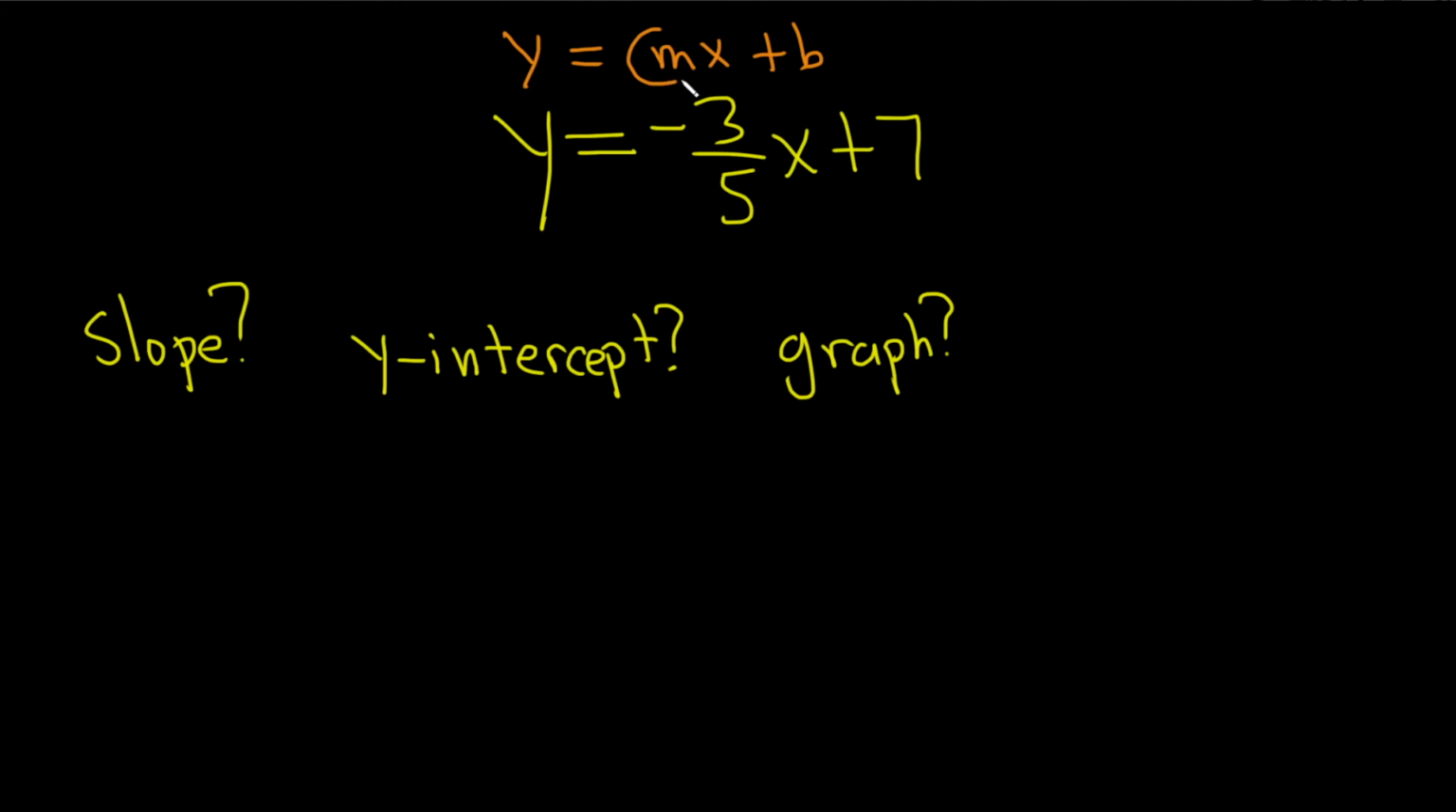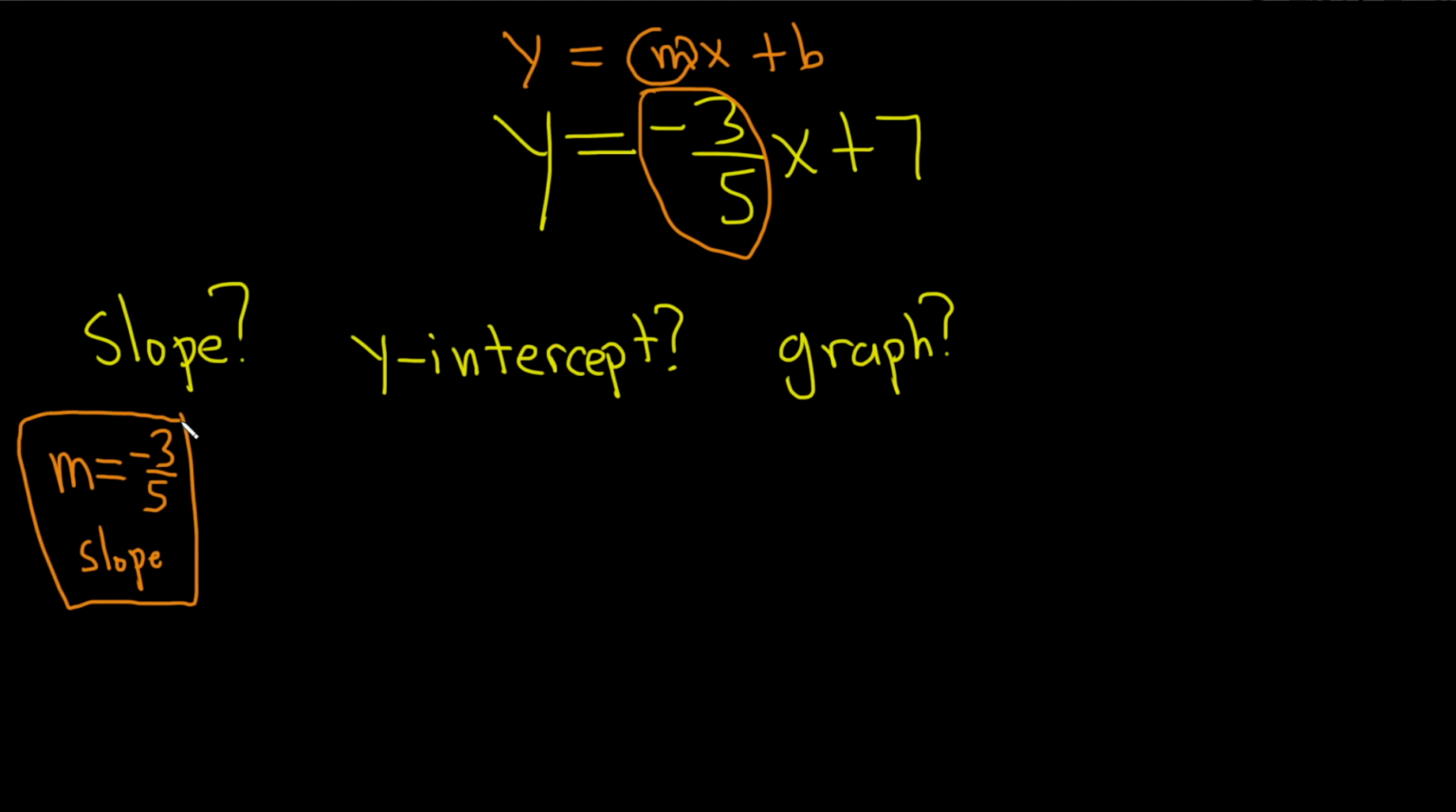So just using basic matching, just comparing the two equations, we see that m is equal to negative 3 over 5. So that's our slope. So m equals negative 3 over 5. And this is the slope of the line. I'm going to go ahead and put this in a box. And then you see b here must be equal to positive 7.